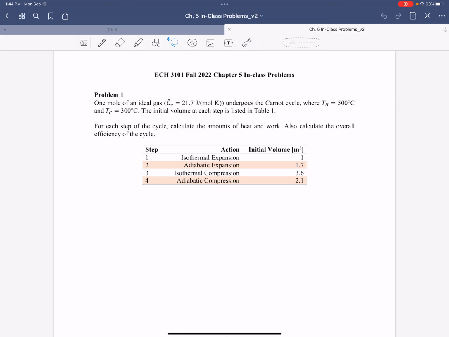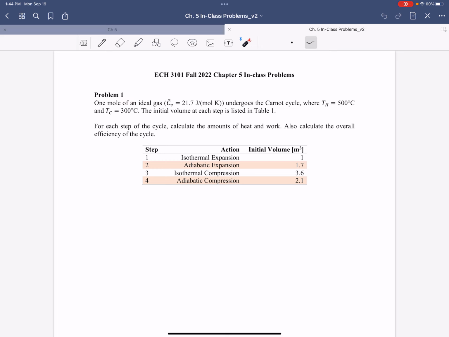In this problem, we're going to practice going through a Carnot cycle analysis on the following system, in which we have an ideal gas with this molar heat capacity that's going to undergo a Carnot cycle where the temperature of the hot reservoir is 500 degrees Celsius and the temperature of the cold reservoir is 300 degrees Celsius.